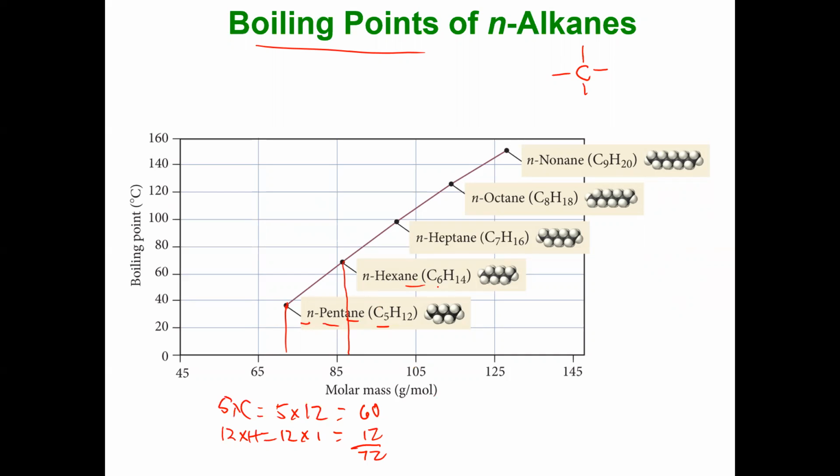Going to hexane, what we notice is the molar mass is increasing, because I'm adding another carbon and another 2 hydrogens. So what happened? The boiling point increases. When I go to heptane, I have an increase in molar mass, so what happens? An increase in boiling point. I can see that there's a direct relationship: as molar mass increases, it's directly proportional to the boiling point. The boiling point increases.